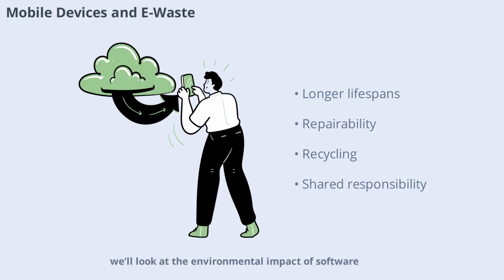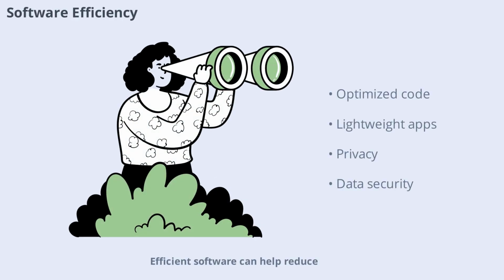Next, we'll look at the environmental impact of software. Efficient software can help reduce energy consumption and extend device lifespans. Developers can optimize code, minimize background processes, and design lightweight applications. Sustainable software also considers user privacy and data security. By focusing on efficiency, developers contribute to a greener digital ecosystem.